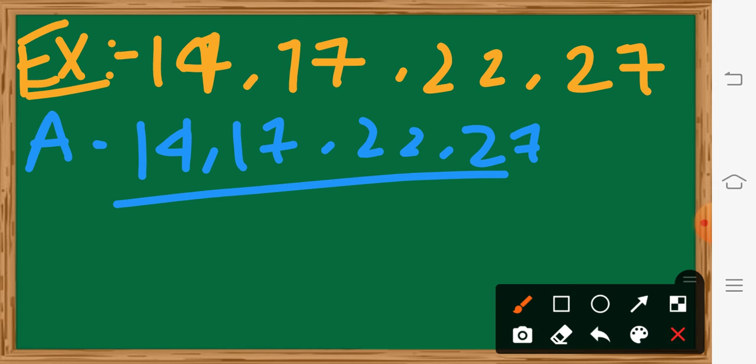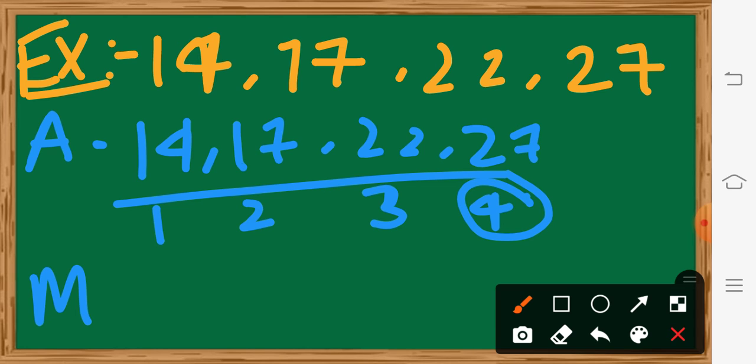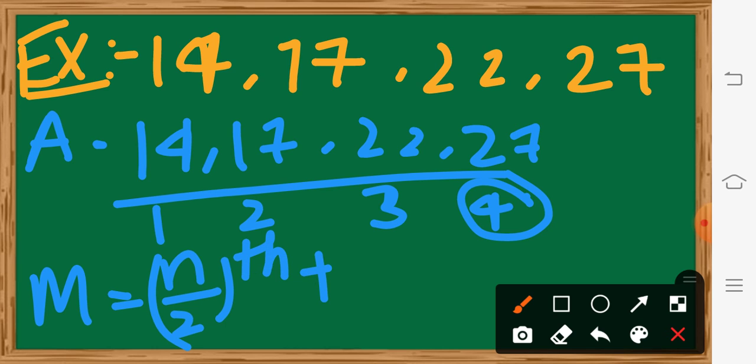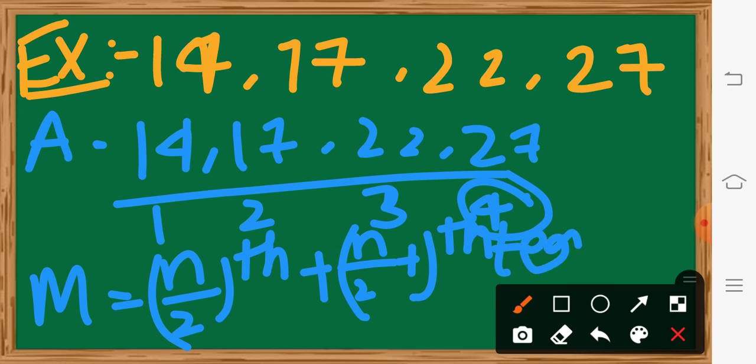Next, we count how many terms are in the given observations. How many terms do we observe here? The number of terms is 1, 2, 3, 4. The number of terms is even. So, we use the second formula. That is, median equals the n by 2 th term plus the (n by 2 plus 1) th term, by 2.